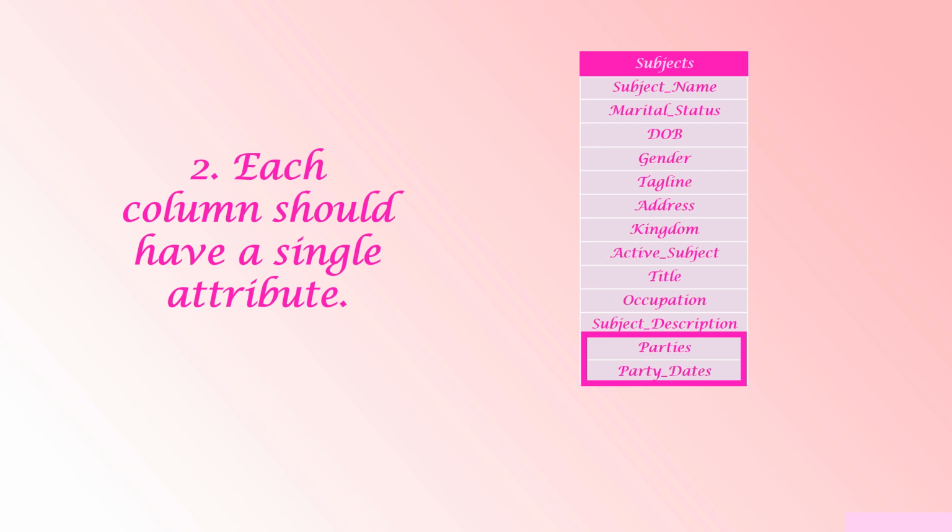So the normalization rule being broken here is normalization rule 2. Each column should only store a single attribute. So only one party name should be stored in this column, not a list of party names. We advised Norma that we still weren't satisfied with the super table she presented. So Norma went back to the drawing board again.